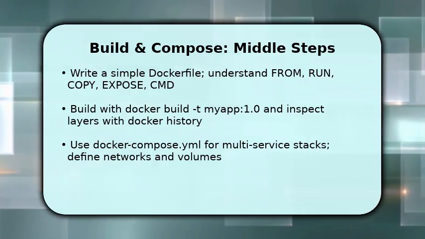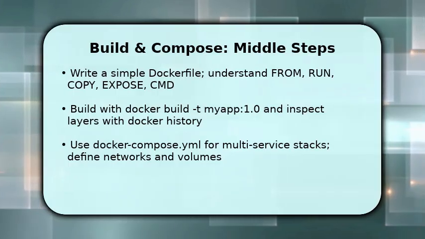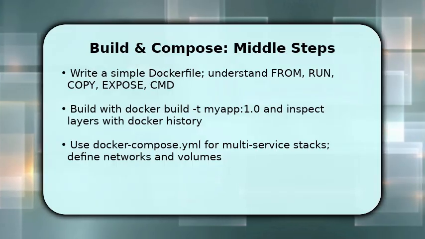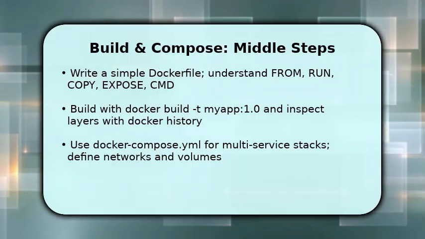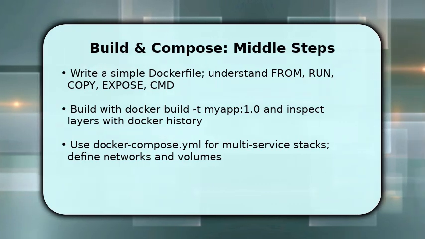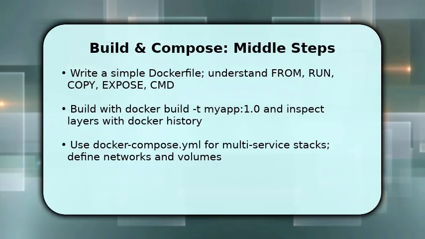Once one image works, model multi-service apps using Docker Compose. Use YAML to declare services, networks, and volumes, then docker compose up to run them together. Understanding caching, tagging, and compose brings reliable, repeatable development environments.